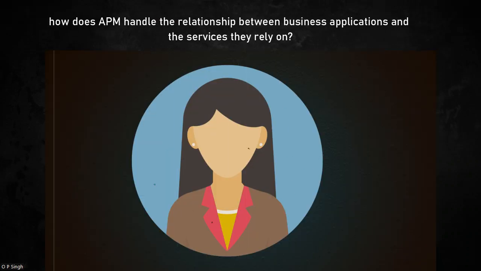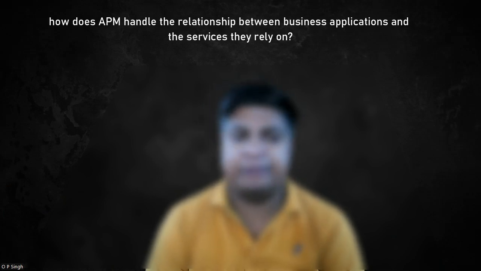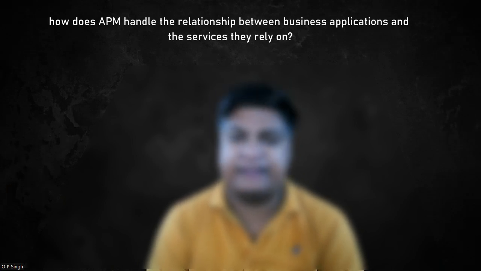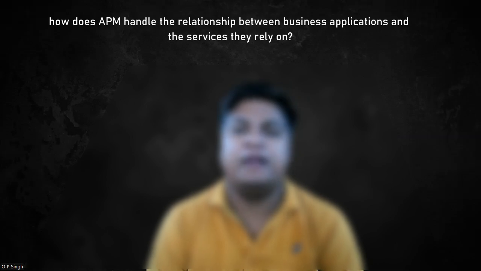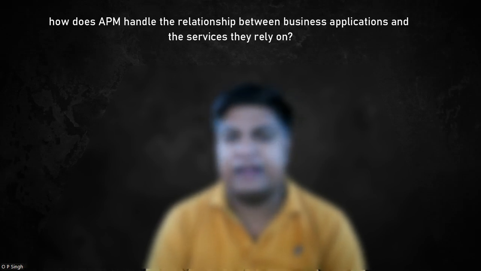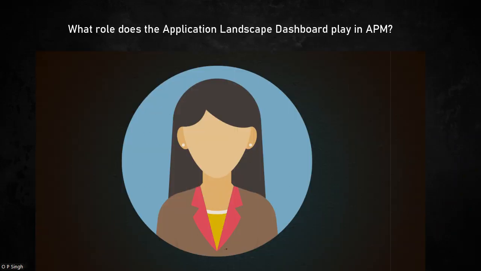Speaking of integration, how does APM handle the relationship between business applications and the services they rely on? So APM establishes a CMDB relationship between business applications and application services. This ensures that the business capabilities are supported effectively by linking applications to the right service. Along with this, the suggestion engine also helps in associating the right software model to these services. That's a smart way to automate things.